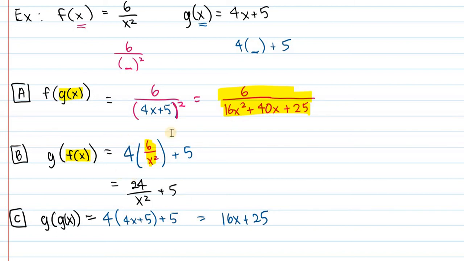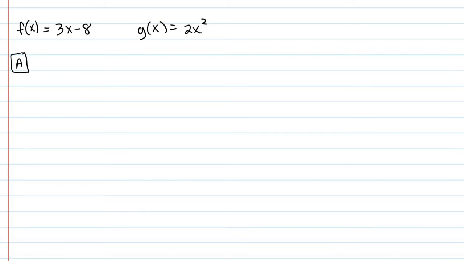Cool. All right, let's do a couple other examples. In this example, f of x is 3x minus 8, and g of x is equal to 2x squared. So here, I want g of f of 5. So what that means is that I need to first figure out what is f of 5.